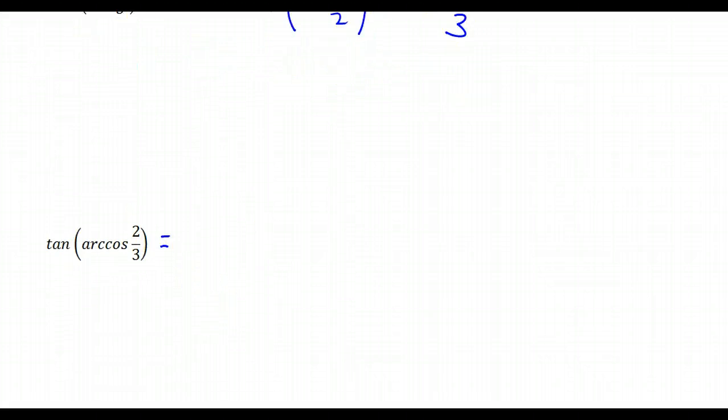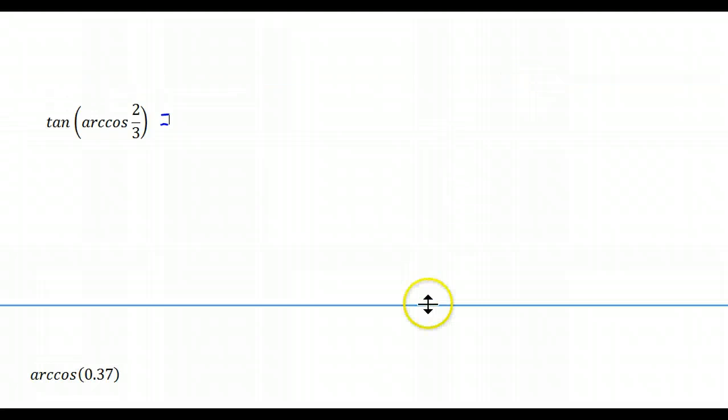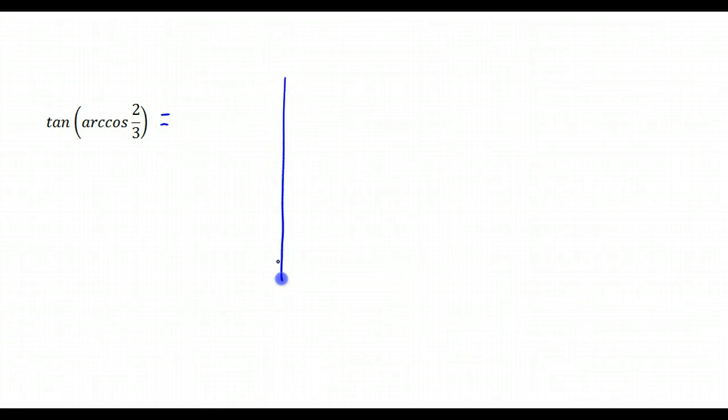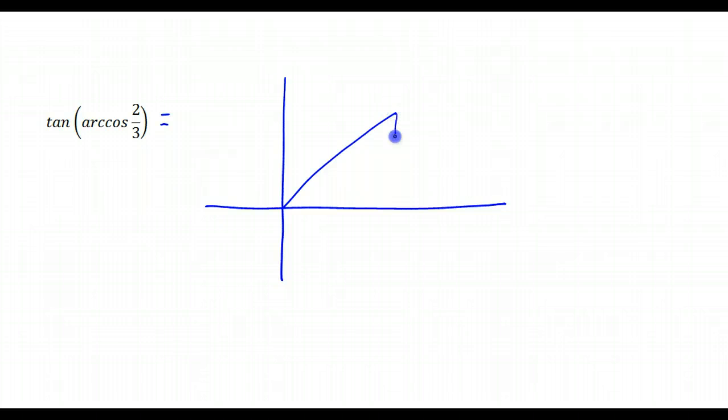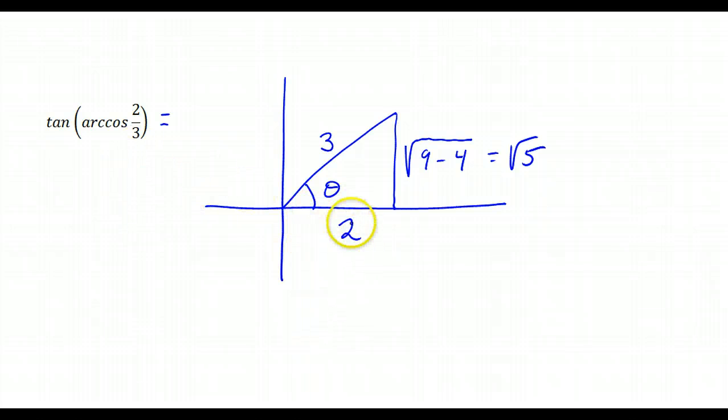Tangent of the arc cosine of 2/3. Okay, here I think it'll help if we draw a triangle. Since we're doing the arc cosine of a positive number, we are in the first quadrant, and cosine is adjacent over hypotenuse, and by the Pythagorean theorem, that's going to be 9 minus 4 under a square root, so we get the square root of 5. Okay, so now we can find the tangent of this angle. The tangent of the angle whose cosine is 2/3 is equal to opposite over adjacent, root 5 over 2.